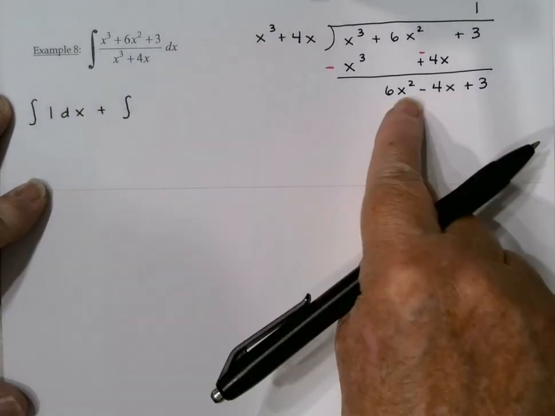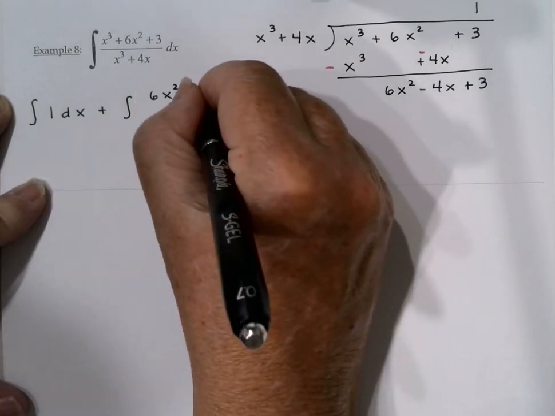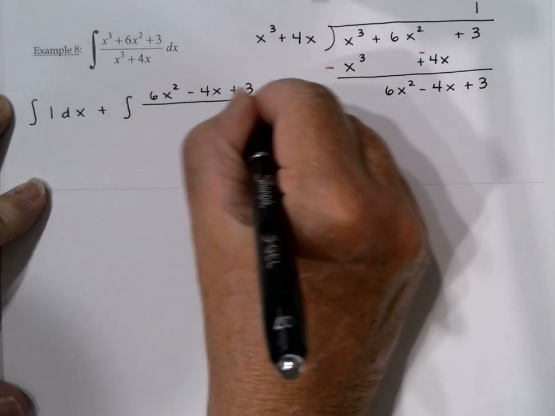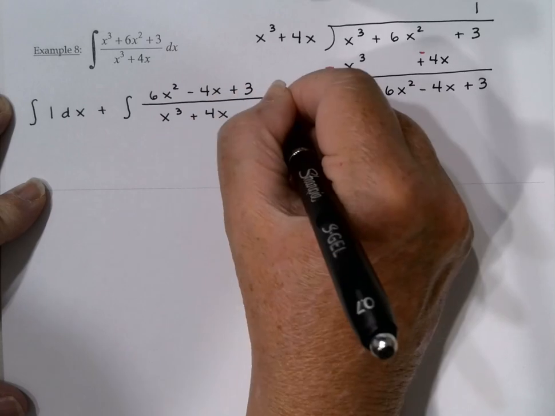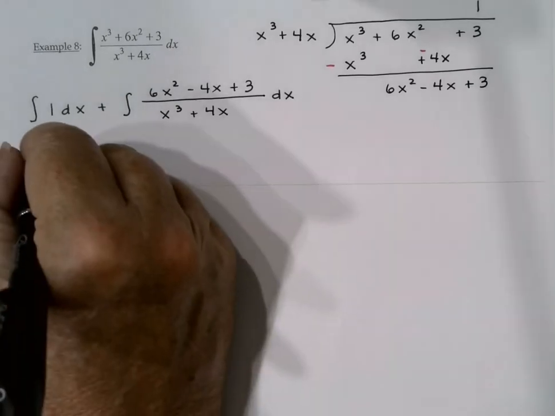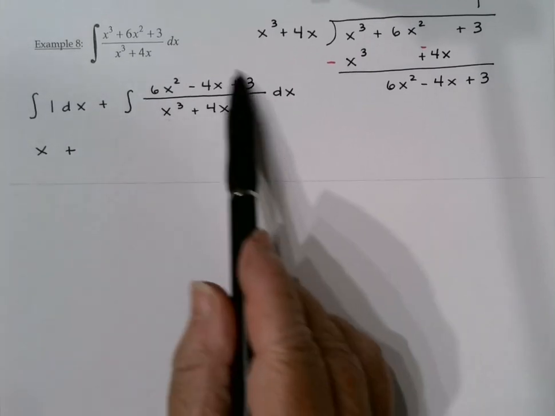plus the integral of the remainder, 6x squared minus 4x plus 3 over x cubed plus 4x dx. This part, of course, is very simple, just x. Then I want to talk about the second part. One option here would be to simply use partial fractions.